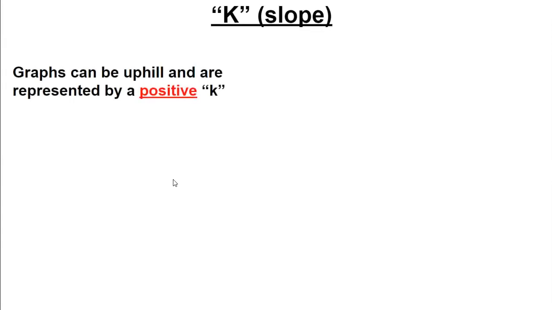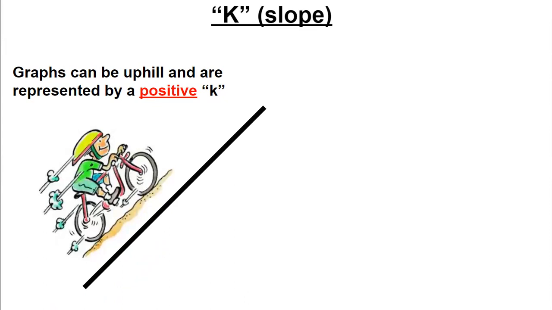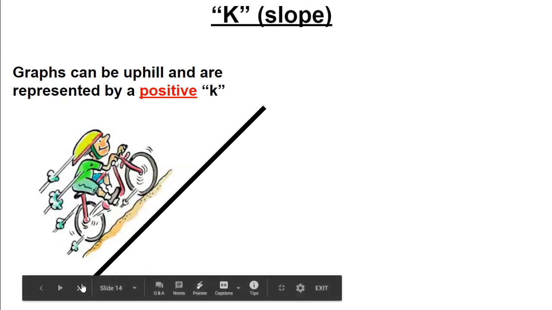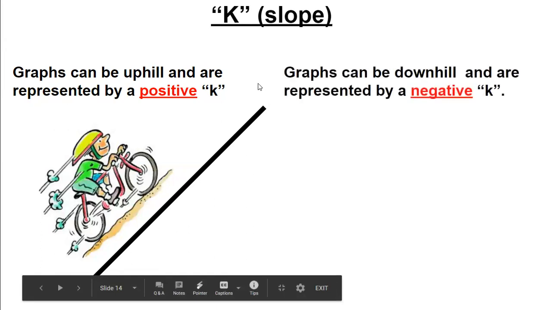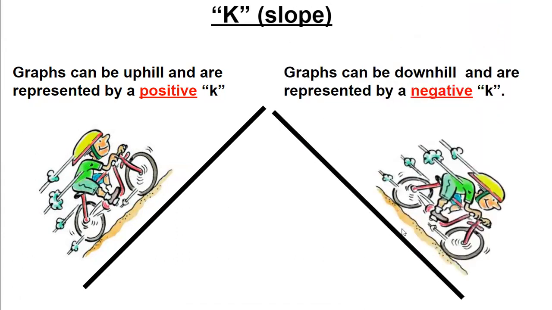So let's talk a little bit more about K. Graphs can be uphill and are represented by a positive K. Now, the slope is only called K when you have a proportional relationship, okay? If you don't have a proportional relationship, you can't call it K anymore, you have to call it slope. We'll talk more about slope coming up. But a positive K is an uphill slope. And you always start from the left and you go to the right. So from left to right, this hill is going up, right? Graphs with a downhill are represented by a negative K. There's a downhill. You start at the left and you go to the right.